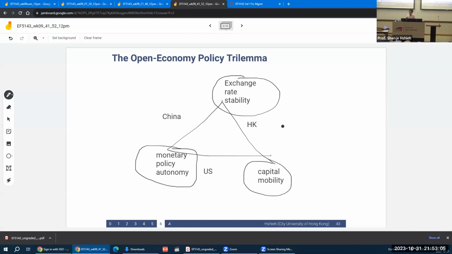And I've written these cities and countries on each of these corners because that's their choice. The US chooses monetary policy autonomy and capital mobility, so that's why it's on this side. China chooses exchange rate stability and monetary policy autonomy. That's why they're here. And then Hong Kong and Singapore and so forth have exchange rate stability and capital mobility, so they're on this side. So it should be clear. You can't have it all. You cannot have it all.